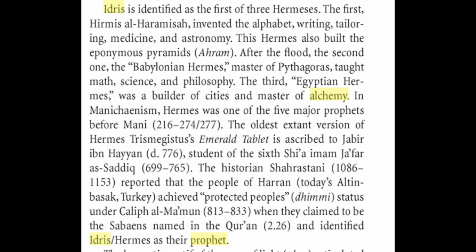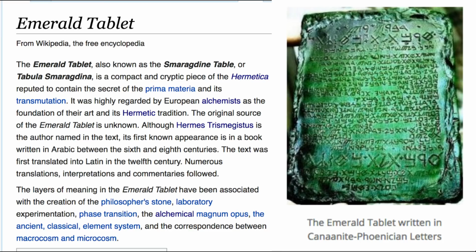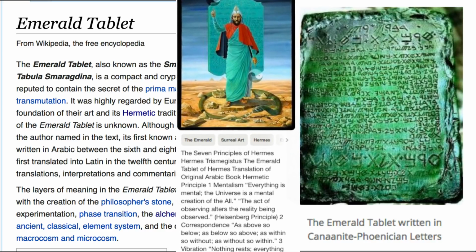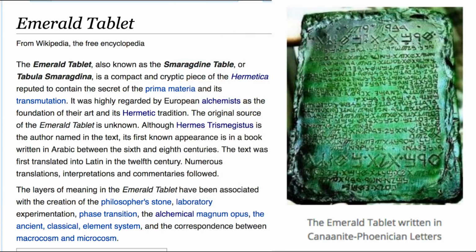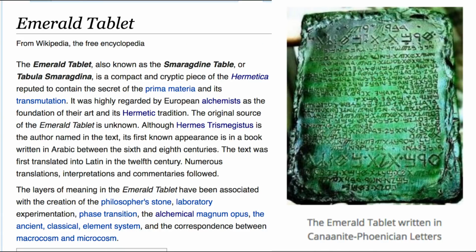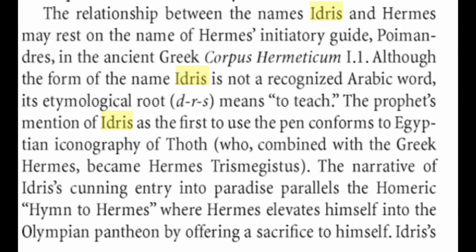The oldest extant version of Hermes Trismegistus' Emerald Tablet is ascribed to Jabir ibn Hayyan. Again, the Emerald Tablet, as it says here, is also known as the Smaragdine Tablet, or the Tabula Smaragdina. It's a compact encrypted piece of hermetica reputed to contain the secret of the prima materia and its transmutation. You hearing this? It was highly regarded by European alchemists as the foundation of their art and its hermetic tradition. The original source of the Emerald Tablet is unknown, it says here, but we know it's from Thoth. Although Hermes Trismegistus is the author named in the text. Okay, again, Hermes, who is Thoth. And we continue with Idris.